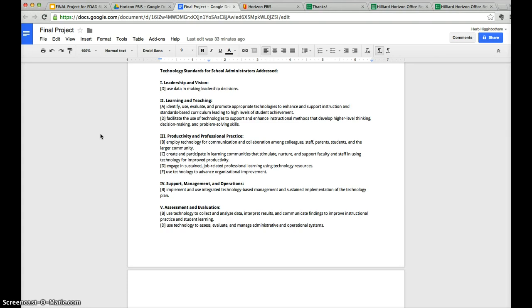If you take a look at standard 4 right here, the support management operations standard, I selected B because we're integrating technology-based management to help sustain a plan to implement PBIS. And we're using technology to assess and evaluate the plan just through the Google form and the summary of responses, which I'm going to show you here in just a minute. Let's get into the project a little bit.